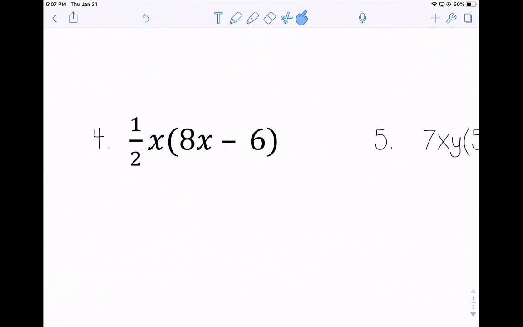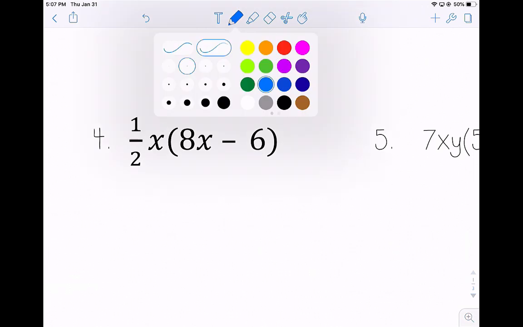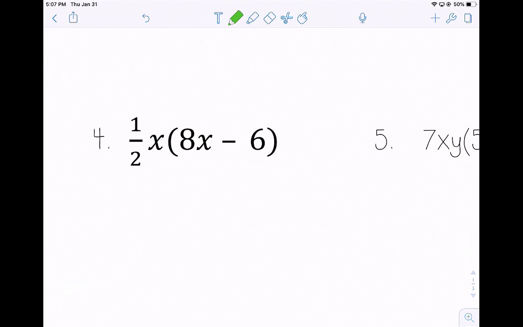Number 4, same thing, except we have a fraction. No real difference here, except it just looks a little bit different because it's a fraction. So 1/2 x times 8x. Half of 8 would be 4, and it already had an x. We put another x with it. That's x squared. Then 1/2 x times -6 would be -3x. Half of -6 would be -3. We put an x with it. So 4x squared minus 3x. Again, x squared and x are not like terms, so you cannot subtract those because they're not alike.